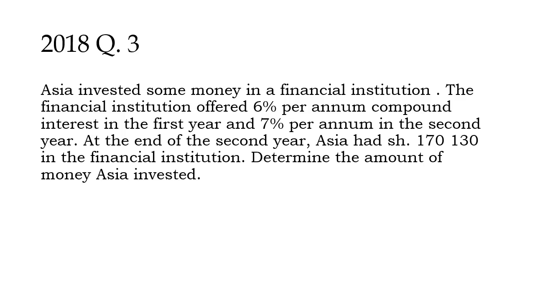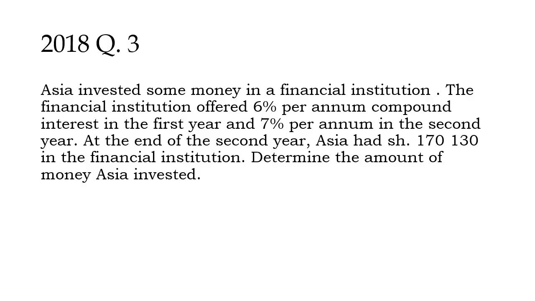2018 question 3. Asha invested some money in a financial institution. The financial institution offered 6% per annum compound interest in the first year and 7% per annum in the second year. At the end of the second year, she had 170,130 in the financial institution. Determine the amount of money she invested.